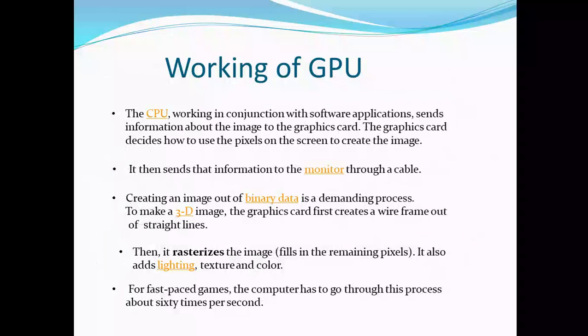Now, seeing the working of a GPU. The CPU, working in conjunction with software applications, sends information about the image to the graphics card. The graphics card decides how to use the pixels on the screen to create an image. It then sends the information to the monitor through a cable. Creating an image out of binary data is a demanding process. To make a 3D image, the graphics card first creates a wireframe out of straight lines. Then it rasterizes the image. It also adds light, textures, and colors. For fast-paced games, the computer has to go through this process about 60 frames per second.